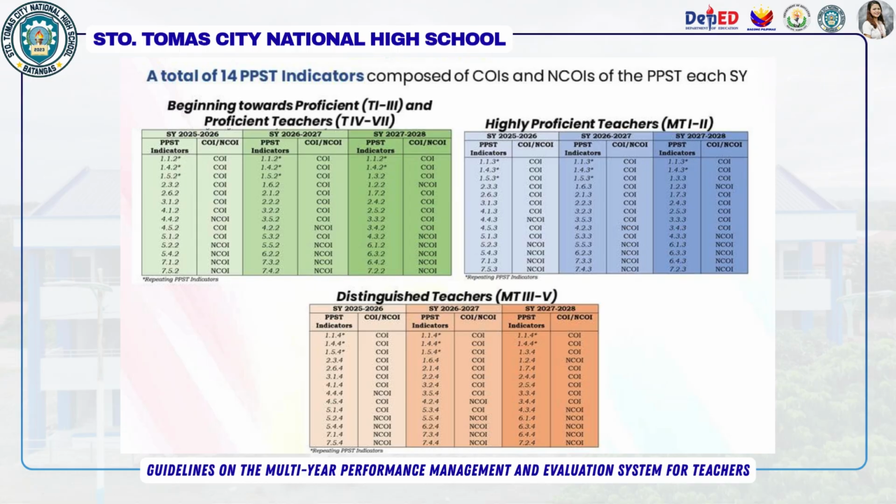Take a look at this slide. For every career stage, whether you are beginning towards proficient, highly proficient, or distinguished, you can see the exact breakdown of the COIs and NCOIs assigned to you for each of the 3 school years. This level of clarity removes all guesswork from your performance planning. Your focus is now highly targeted based on your career stage and the current school year.